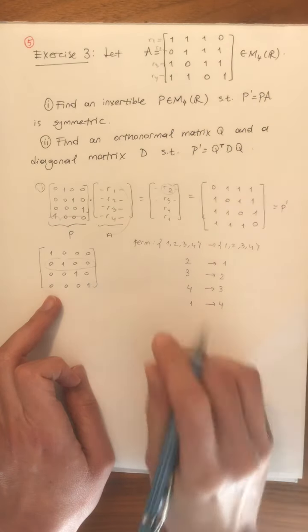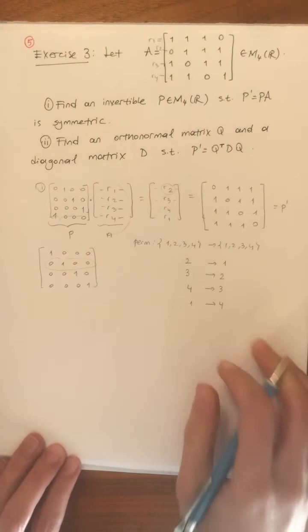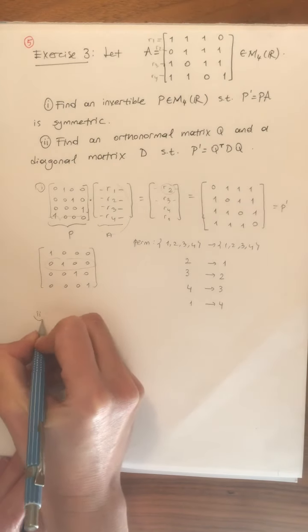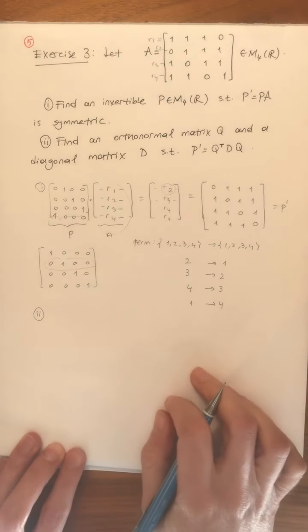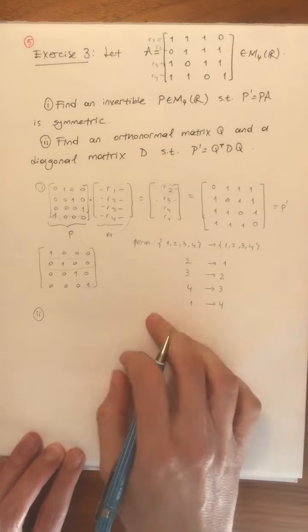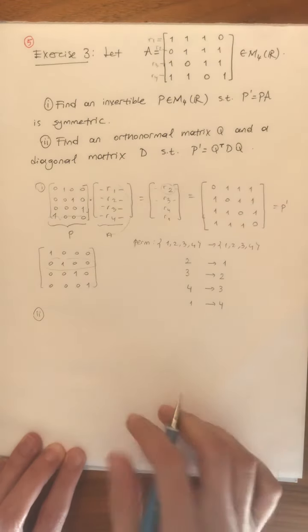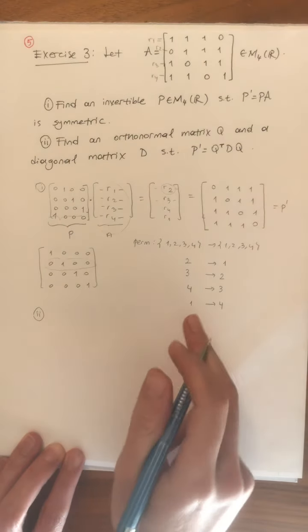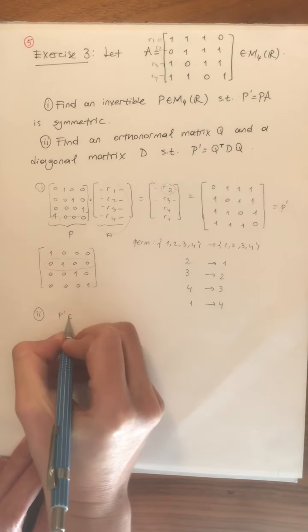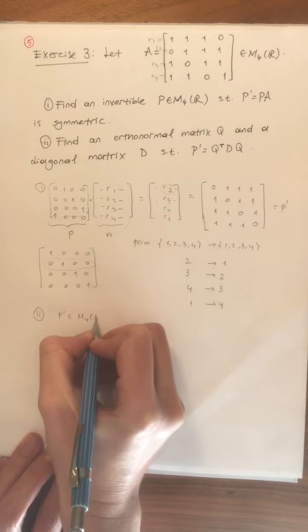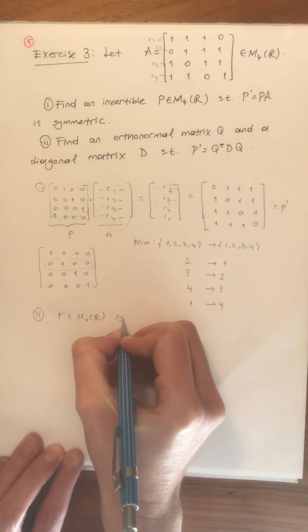This is the P prime. There can be other solutions and they are also okay. But in this case we see how the row changes correspond to matrix multiplication. So here we have P prime, which is symmetric.